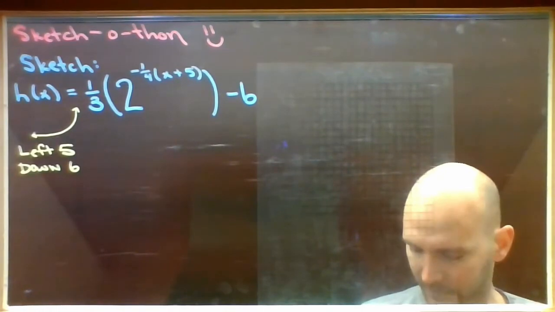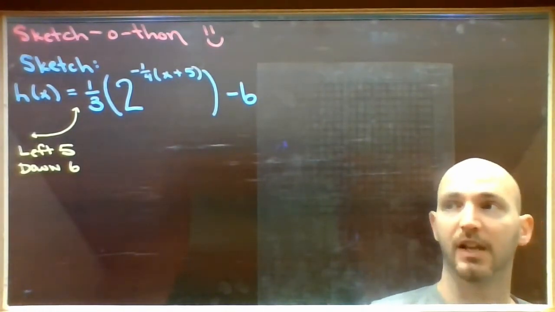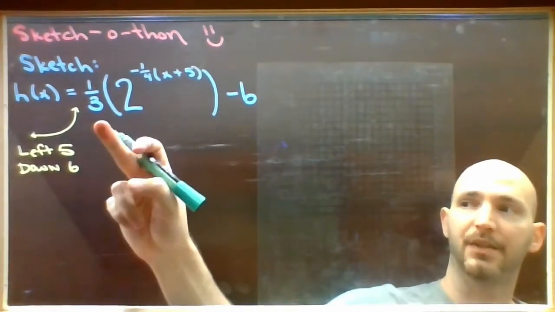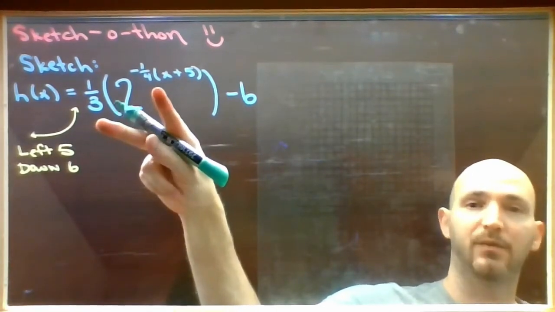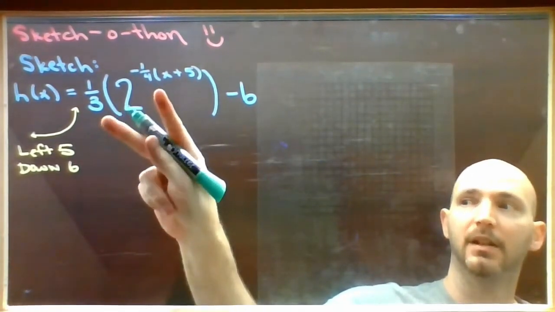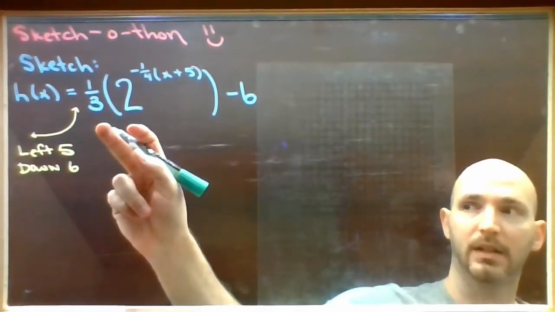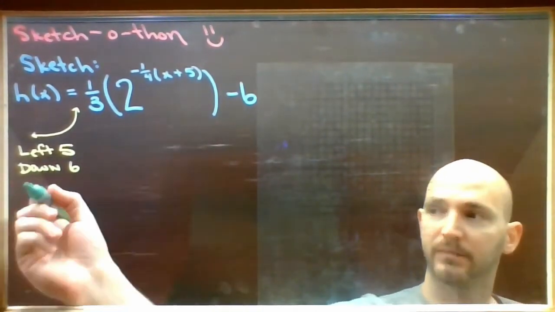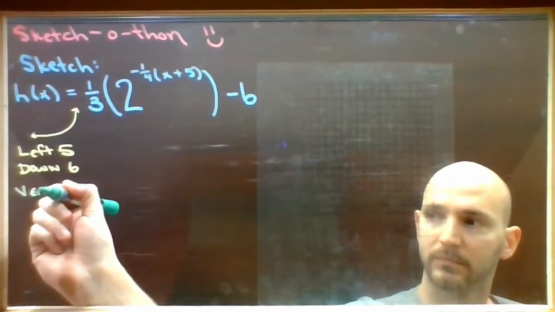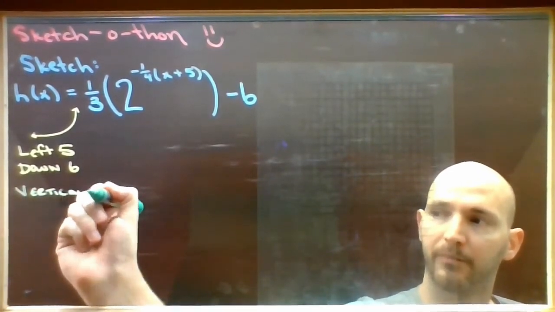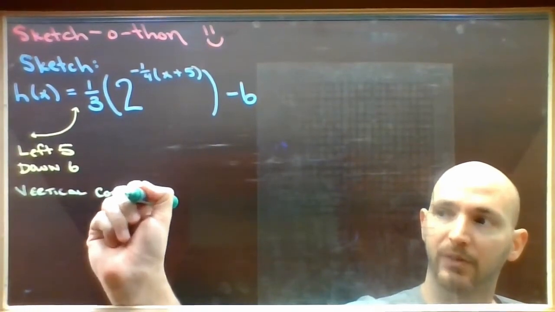Then I go hunting for my multiplication factors. I see a 1/3 out front and a negative 1/4 up in here. A 1/3 in front, a fraction, a number less than 1, is a vertical compression by a factor of 3.